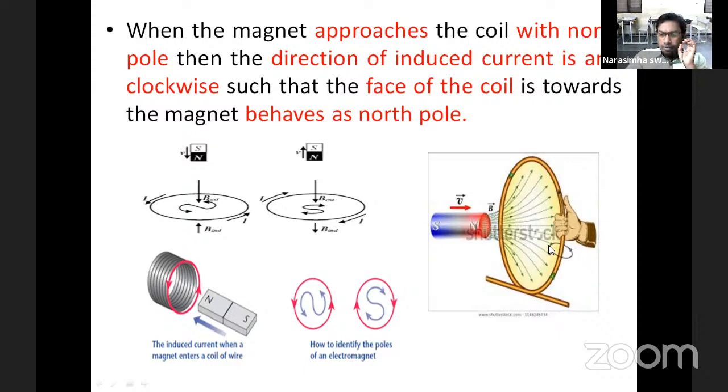Then the magnetic field, observe this, in which direction will it be? See, this is anti-clockwise, then this face will be north. Right? So this north will be repelled, so this will push back the magnet. Okay, we'll move on to the next now.